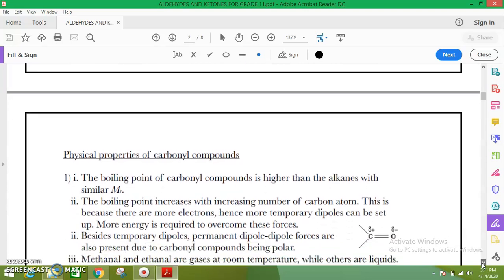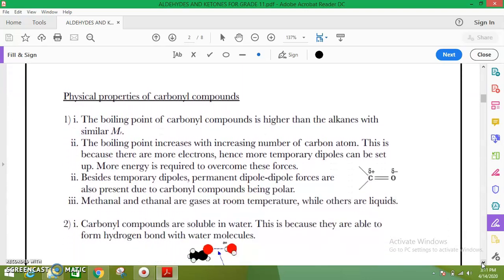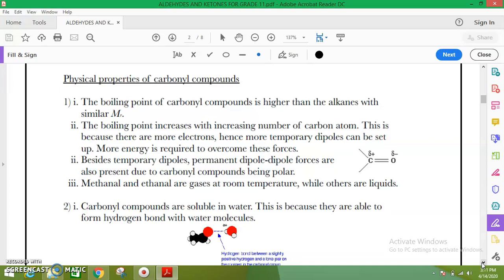Now come to their physical properties. The boiling point of carbonyl compounds is higher than alkanes with a similar molecular mass. The boiling point is very high because of the presence of the carbonyl group. The boiling point increases with increasing number of carbon atoms. This is because there are more electrons, hence more temporary dipoles can be set up and more energy is required to overcome these forces. That's why their boiling point is very high.